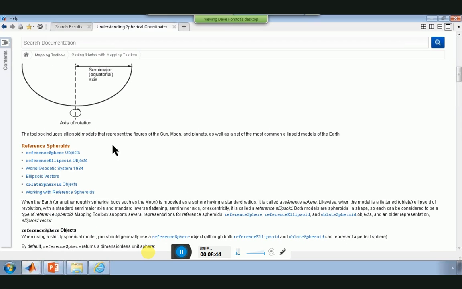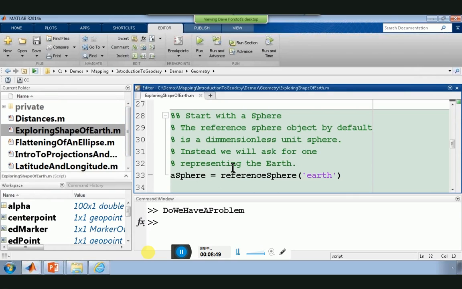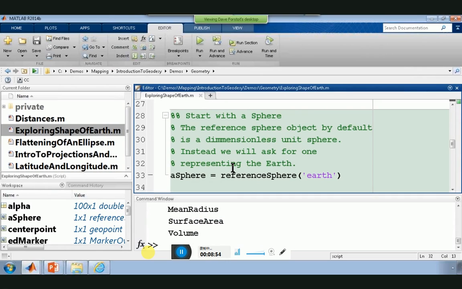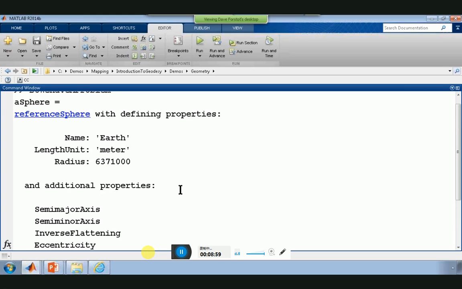Now there are ways you can represent the shape of the Earth in MATLAB. And one of the simplest ways to represent the Earth is with a reference sphere. Now we've already covered that the sphere is not the best representation of the Earth unless you're looking at a very small scale. If you're looking at the entire planet or large areas, a sphere is a good enough approximation most of the time. And if we do that, the radius of that sphere would be about 6,371 kilometers, give or take.